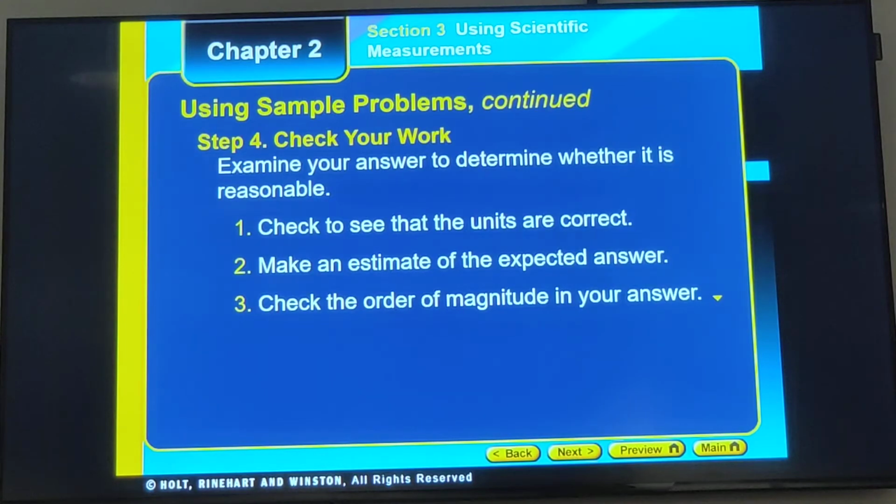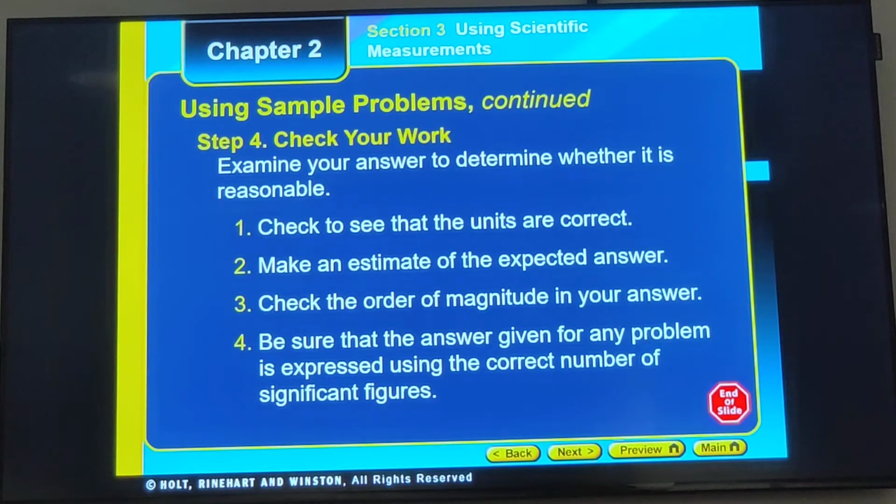And then check your order of magnitude. One of the quick ways of checking an answer is don't use the actual numbers. Round off to numbers that you can easily do in your head, like to the nearest 10 or to the nearest 100 or something like that. And then does your answer kind of fit in that range? And then at the very end, you just want to express your answer in the proper number of significant figures.